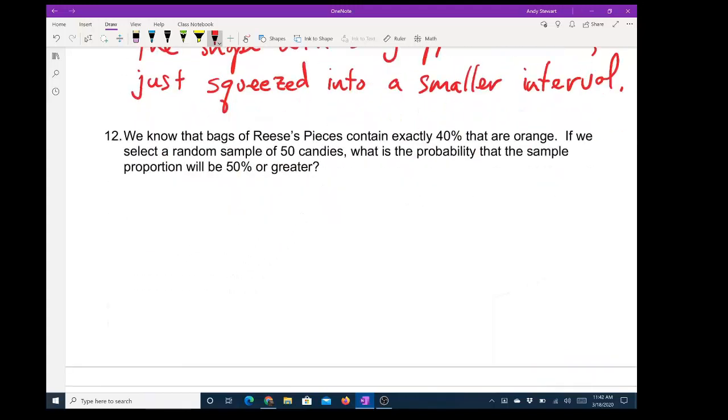We know that bags of Reese's Pieces contain exactly 40% that are orange. If we select a random sample of 50 candies, what's the probability that the sample proportion will be 50% or greater? Okay, so notice the key percentages here. It's a bag with 40% orange, and yet we're asking, what's the chance of getting 50% or greater?